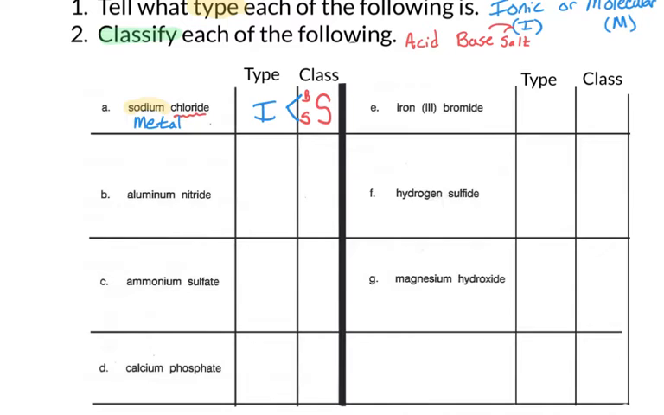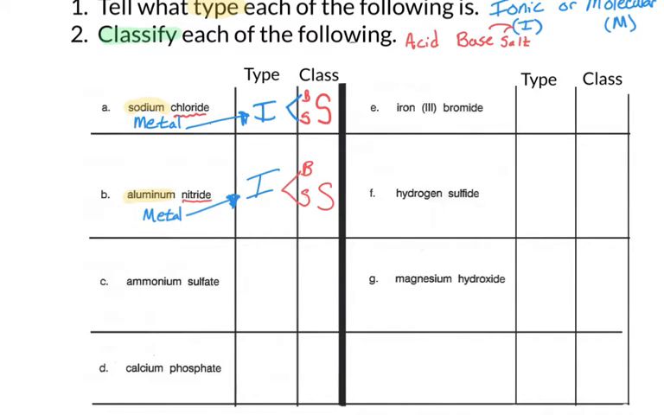Letter B, we start with aluminum, which is a metal, so this is ionic. It ends with nitride, which is not hydroxide, and so this is another salt. Why don't you go ahead and try the rest of these? Please pause the video while you try them.